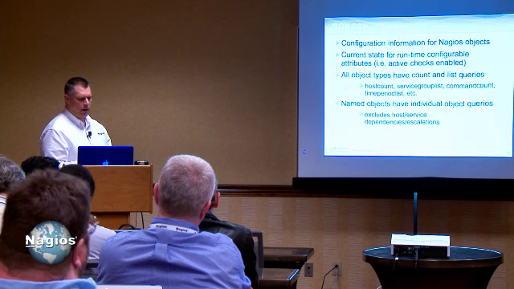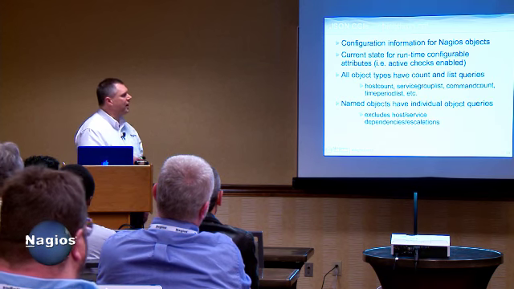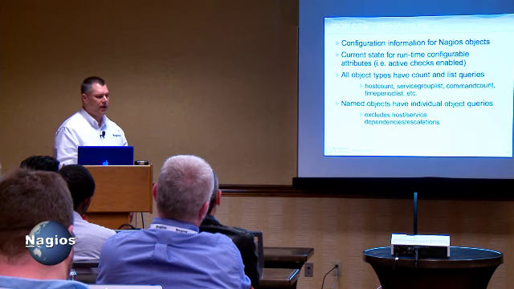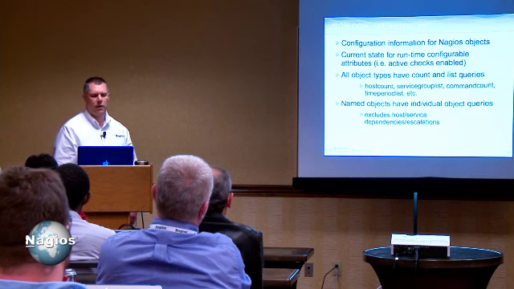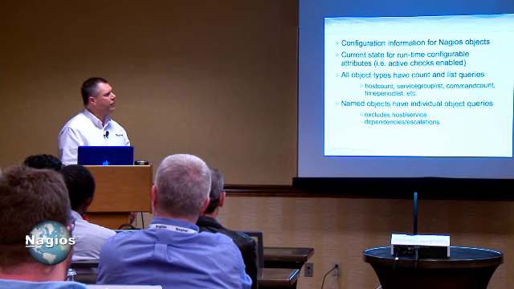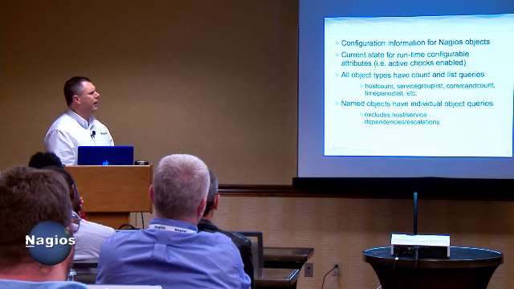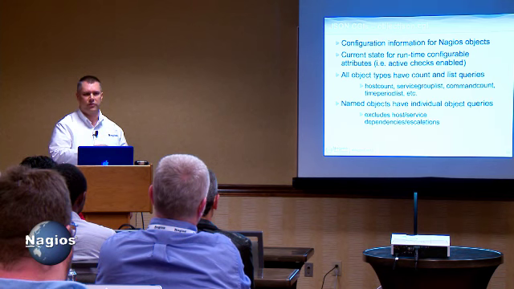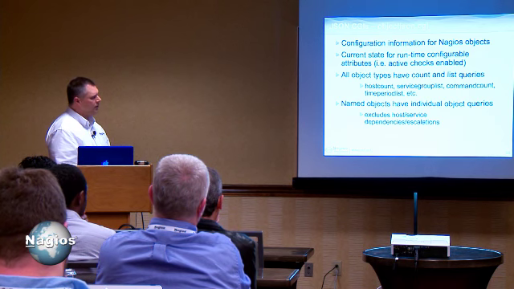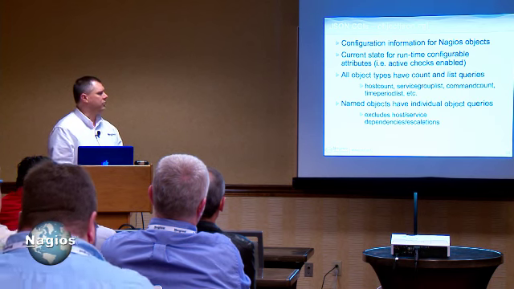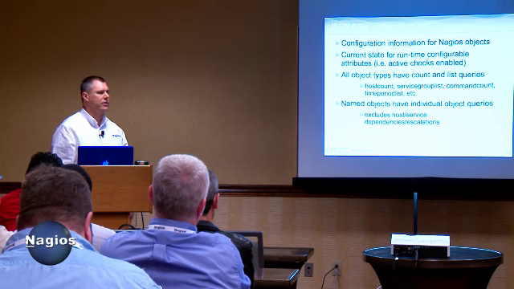So, all right, I mentioned that there were 3 JSON CGIs. The first one that I want to talk about is the object JSON CGI. It provides configuration information for the Nagios objects, and current state for some runtime configurable attributes. For example, you can turn whether or not active checks are enabled. You can enable and disable the runtime, so it would reflect the current state of that, not necessarily what you had configured in the config file.